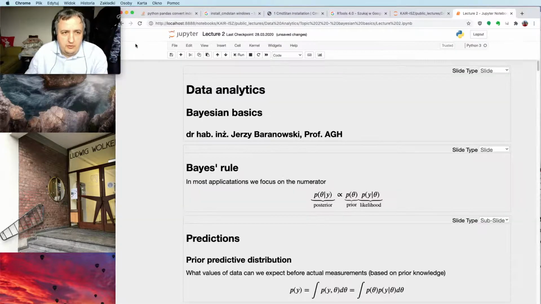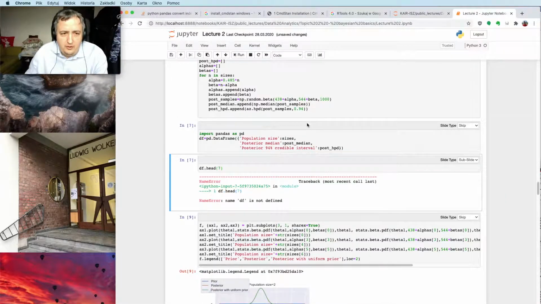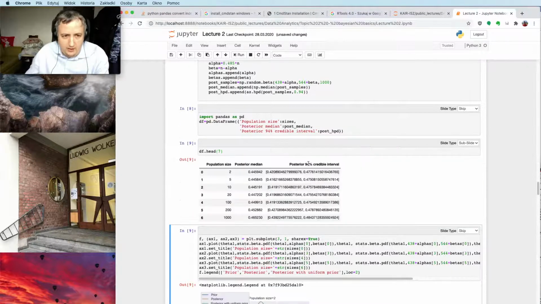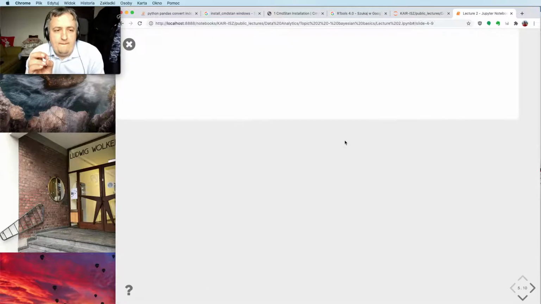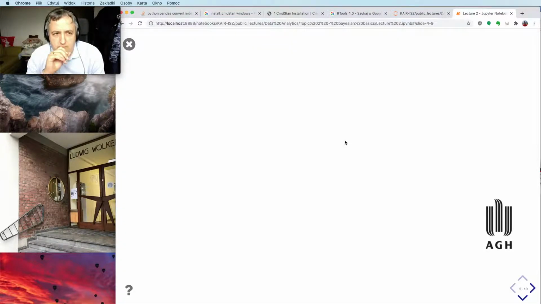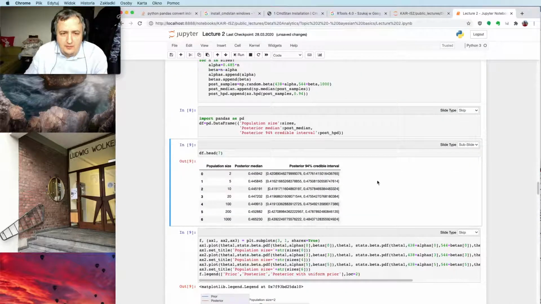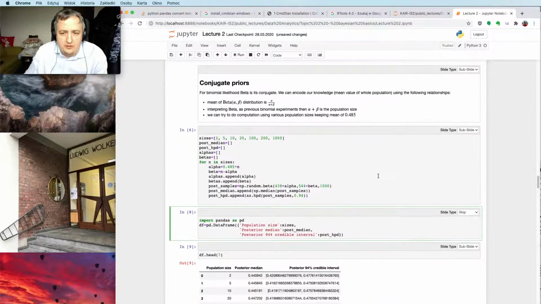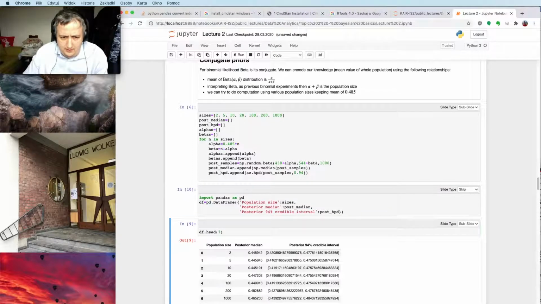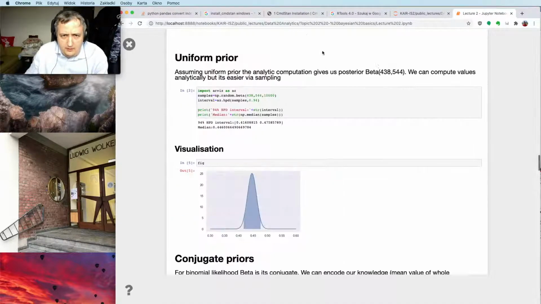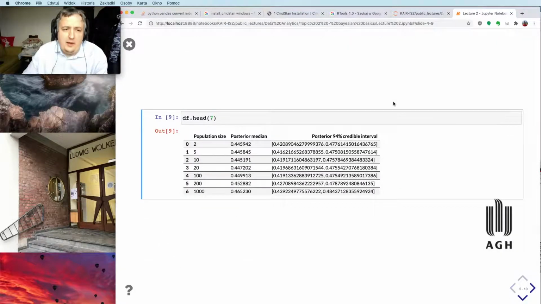Again, something was not run by me previously. Okay, I just wanted to put it into the data frame. Okay, now it should work. Okay, now we have it.